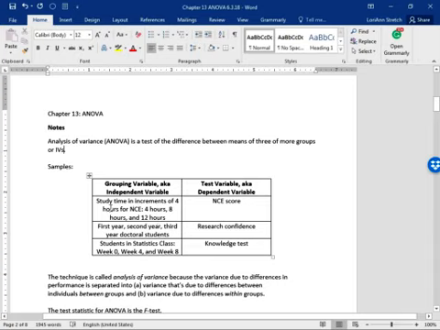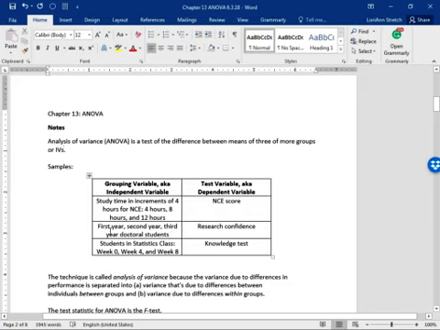So let's talk about study time in increments of 4 hours for the NCE. If I had a group who studied 4 hours, a group that studied 8 hours, and a group that studied 12 hours, I could look at their NCE score to determine if there were differences in that, with the assumption being, of course, that the study time impacted the score.